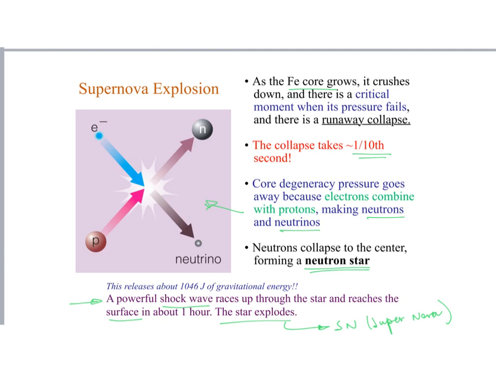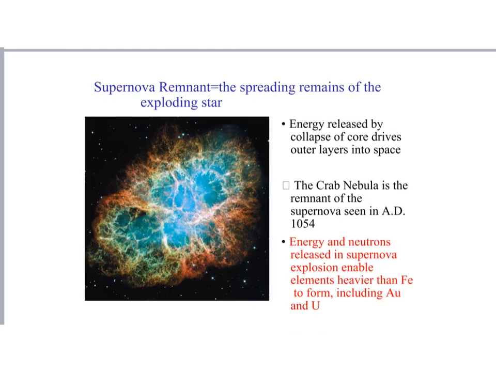When people first observed this kind of phenomenon, they thought it was a new star that was born. Later on, we realized that it is actually the moment when a star dies. It's pretty interesting, isn't it? So what's left, or what we see, of that explosion is the spreading remains of the exploding star, and that is called a supernova remnant.